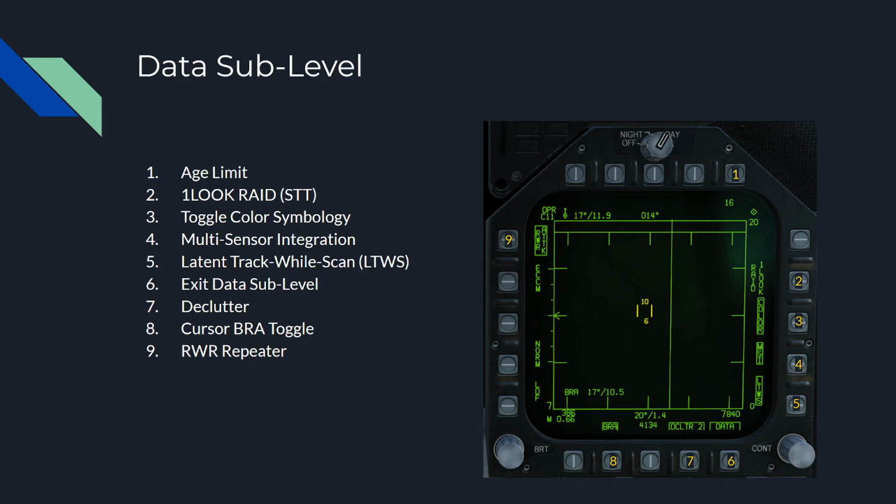So the data sublevel. This is where you can start modifying what's actually being put up on the attack radar page. The first and probably the most important setting that you can manipulate here is the age limit. I'm going to speak of this simply in terms of how it works in DCS. This is not how it works in the real jet. In DCS, this impacts how long a track file stays in memory and how long it can extrapolate where that track is going to be.